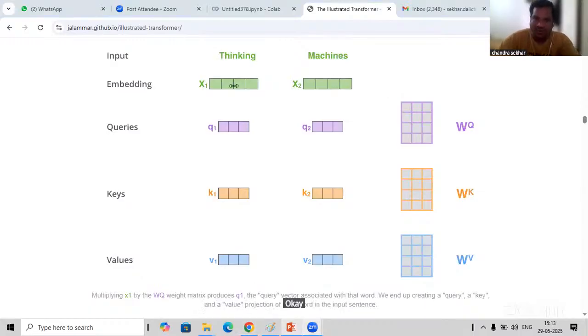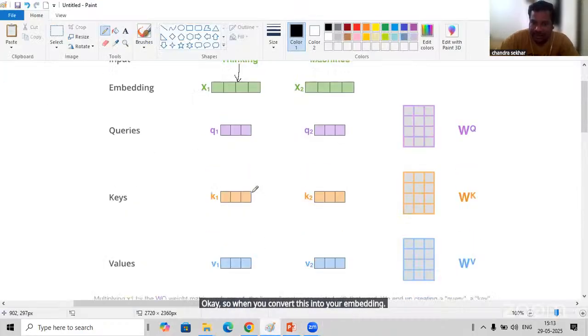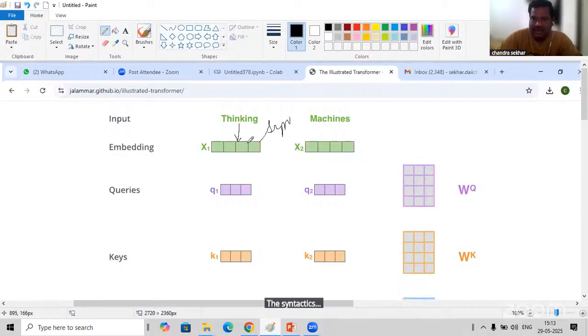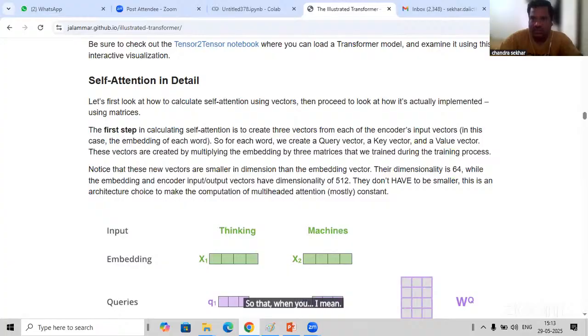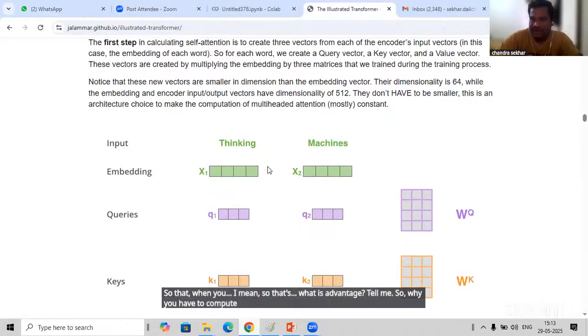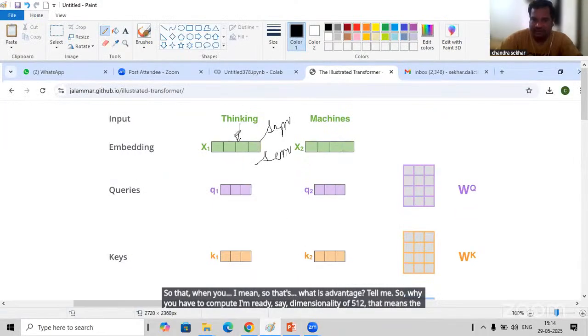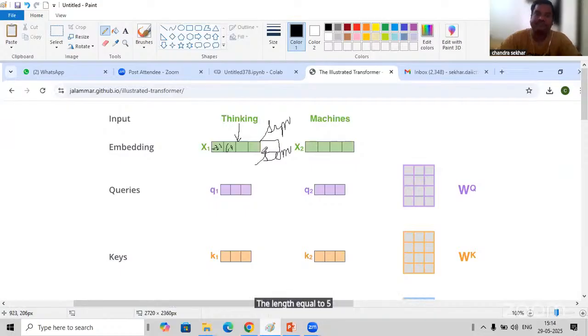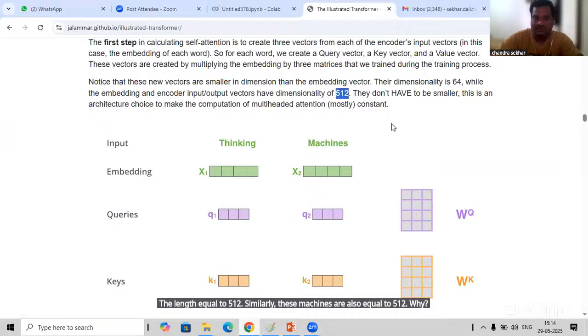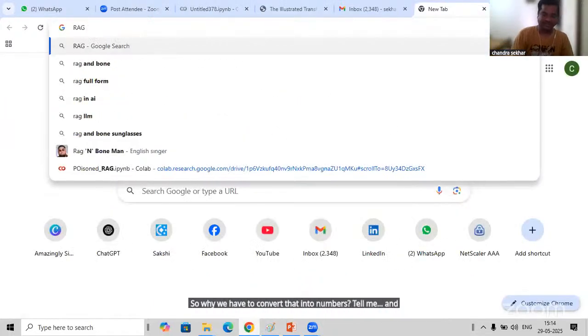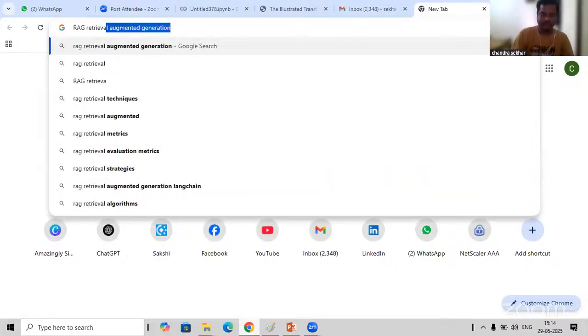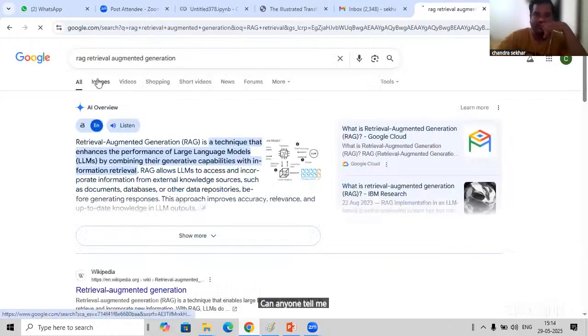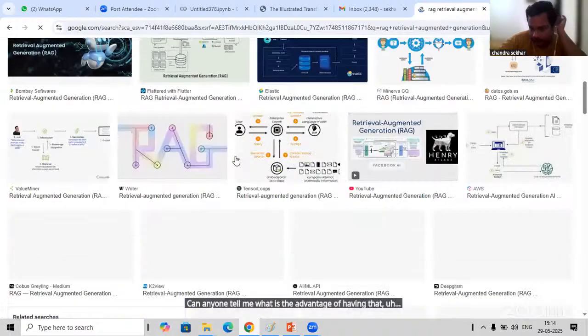When you convert this into an embedding, that embedding will capture the syntactic and the semantic meaning. What is the advantage? Why do you have to compute embedding? Say dimensionality of 512. That means numbers like minus 2.1, 6.8, and so on, with length equal to 512. Similarly, machines is also equal to 512. Why do we have to convert that into numbers? Can anyone tell me what is the advantage of having those embeddings?